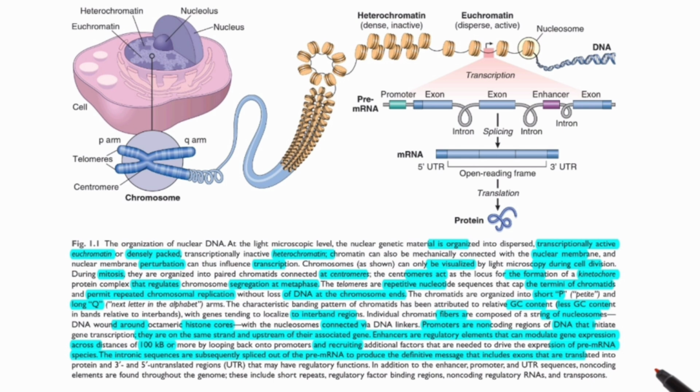This is a wonderful picture taken from the Robbins. It shows the organization of the nuclear DNA at the light microscopic level. It is mainly divided into 2 parts. One euchromatin and the other is the heterochromatin. As we have studied in previous classes, euchromatin is lightly stained and it is transcriptionally active.